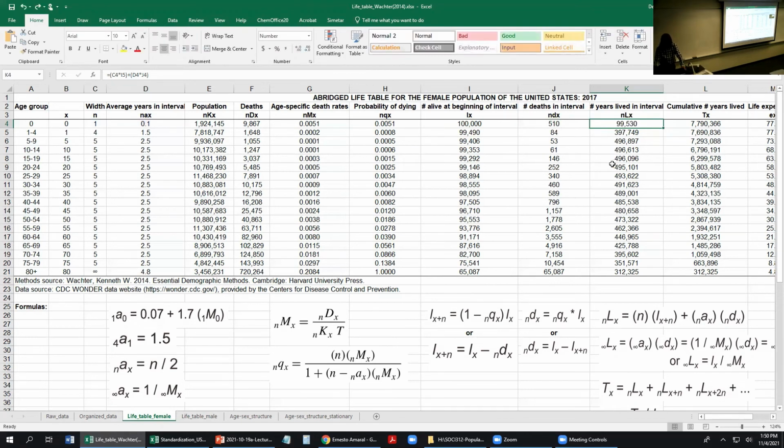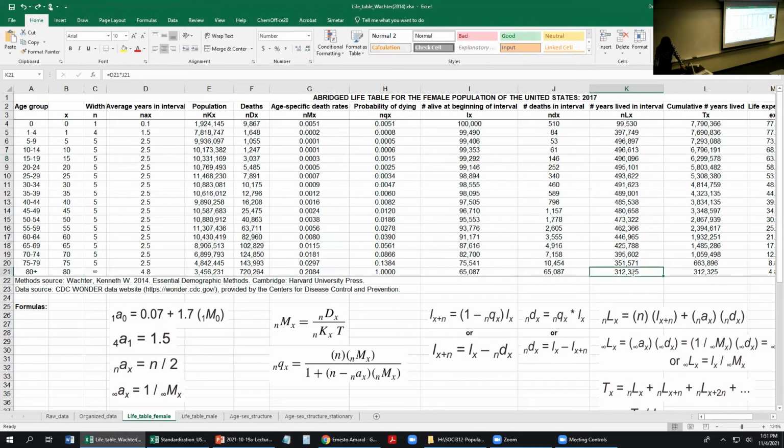We do the same thing for the next ones. For this one, these people here were alive at age 15. This 99,146 reached age 20. So how many years did these guys live in the previous one? 99,146 times 5. C8 times I9. What about the 146 who died? The 146 who died, they lived on average 2.5 years. The D8 multiplied by J8, and then you add these two numbers, right?